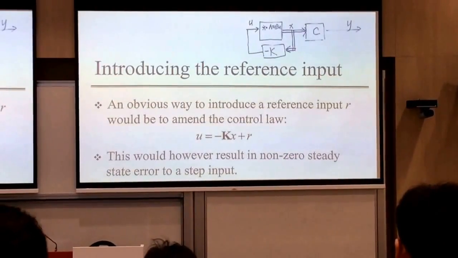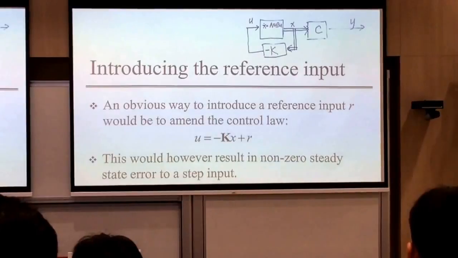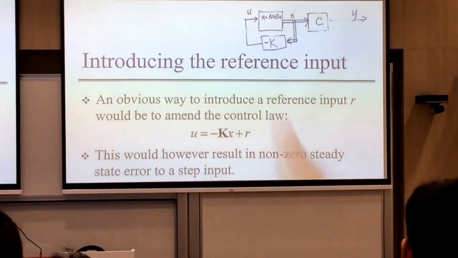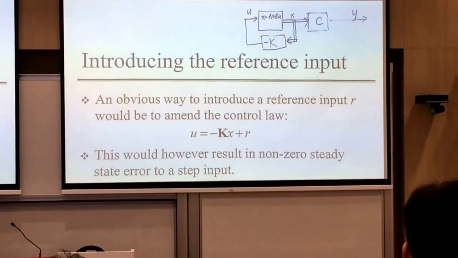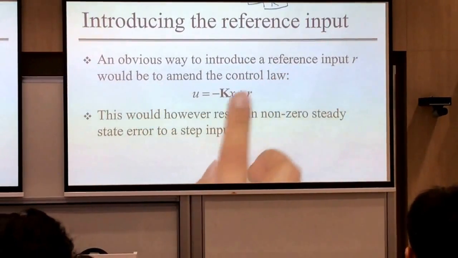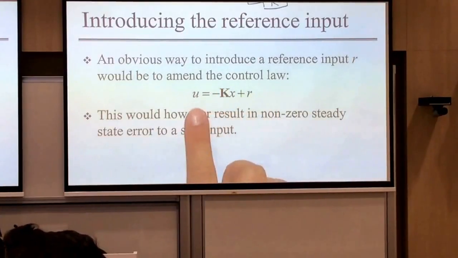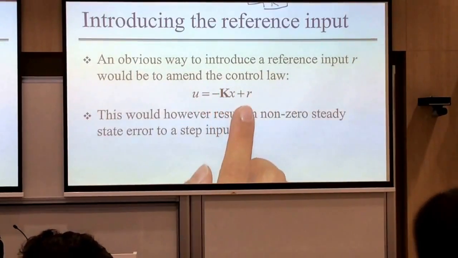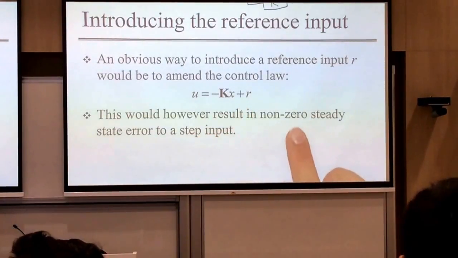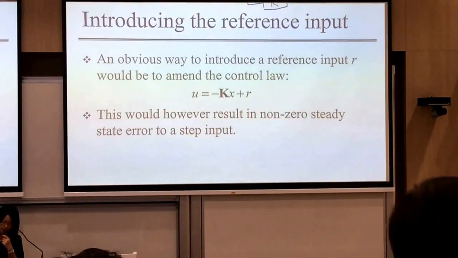What you need to do now is, let's say you want a reference input. So instead of Y following U, you want to follow a reference input. An obvious way to introduce a reference input is to change the control law. So U becomes minus KX plus R. This will result in a non-zero steady state error to the input.